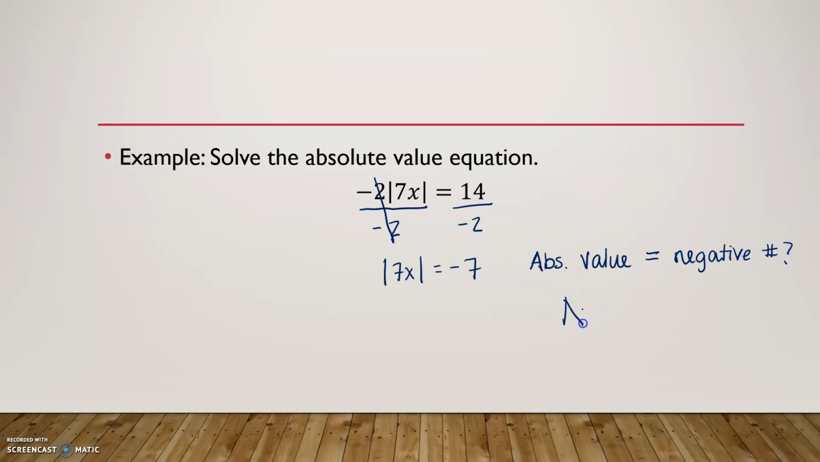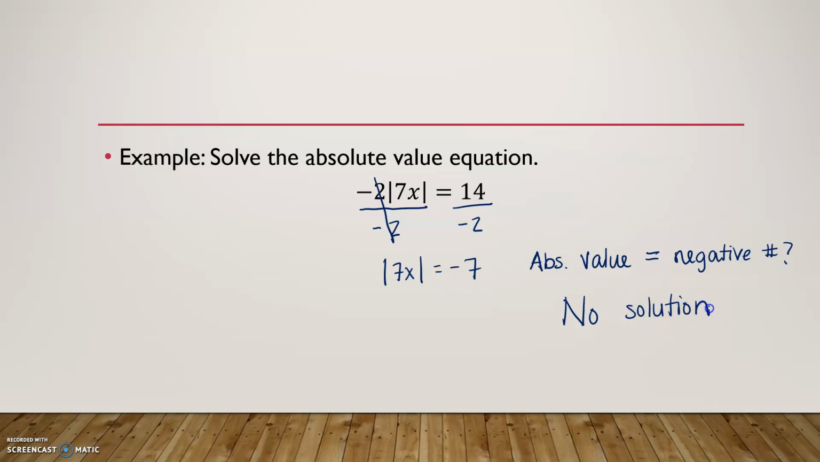So if your absolute value is isolated and your absolute value equals a negative number, no solution. Because what this is saying is how far away from 0, or basically what value of x can I plug in to have a distance of negative 7, but we can't have a negative distance. So we put no solution.